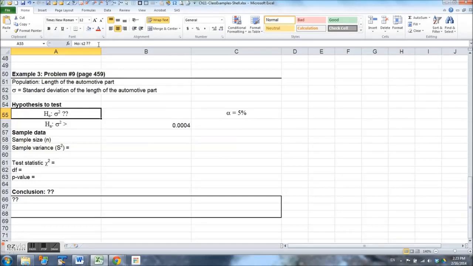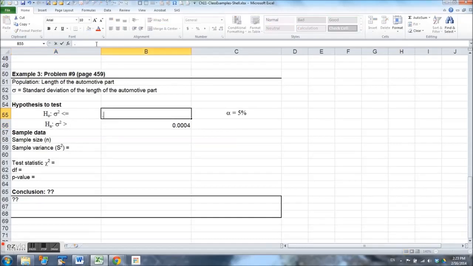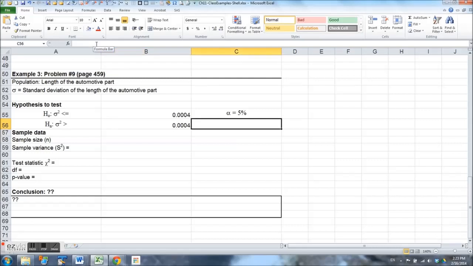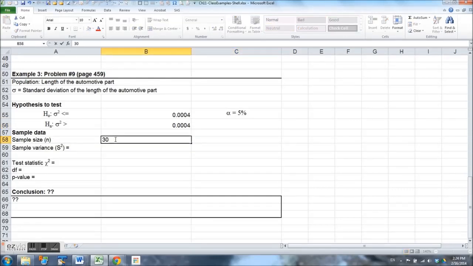So the problem talks about variance of the part, so the hypothesis must be expressed in terms of variance. So the null is sigma squared less than or equal to 0.0004. Alpha is 0.05 or 5%. Sample data given in the problem is we are taking a sample of 30 and the sample variance turns out to be 0.0005.